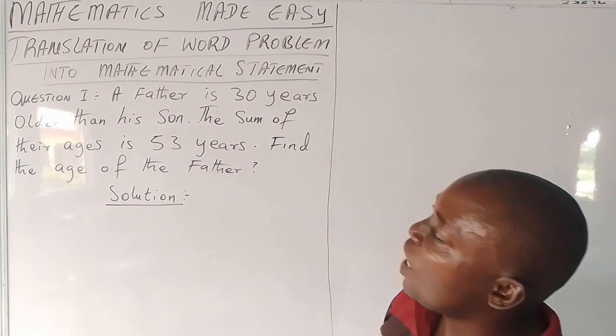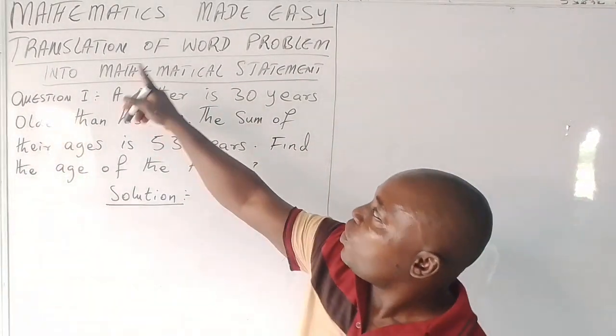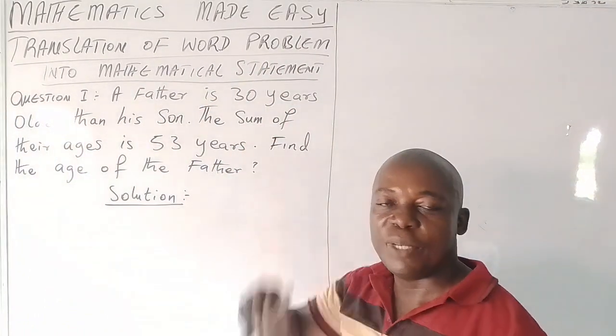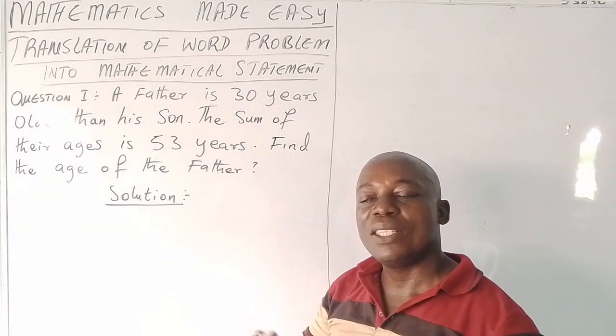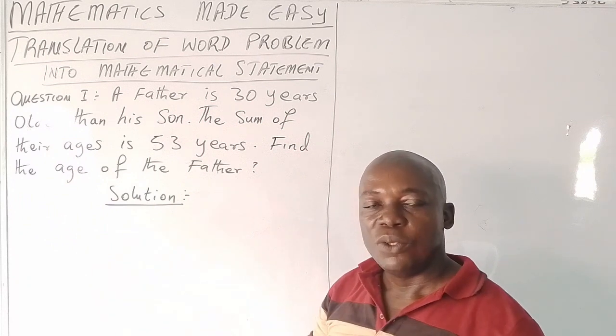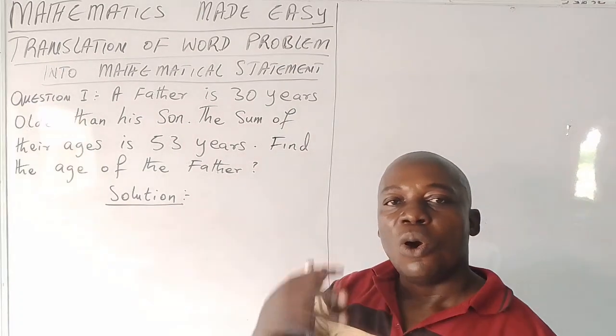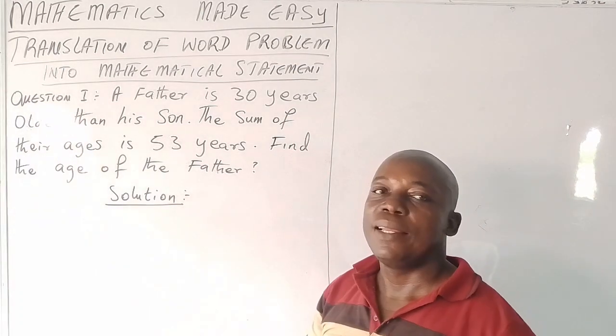Today we want to look at translation of word problems into mathematical statements. How do you translate an ordinary word problem into mathematical statements to find the value of what is not there?